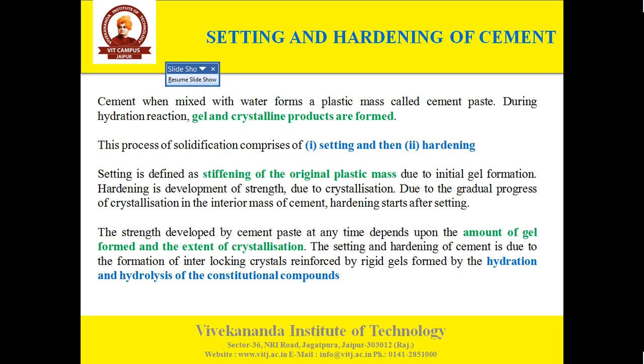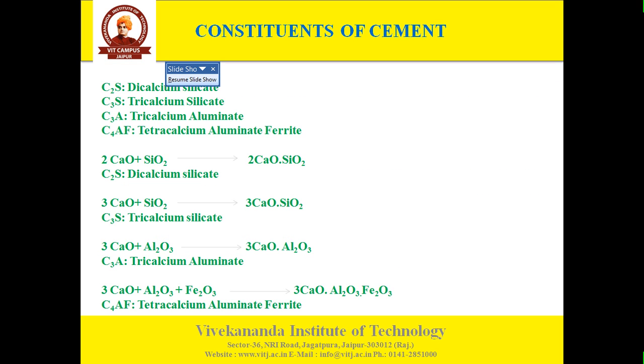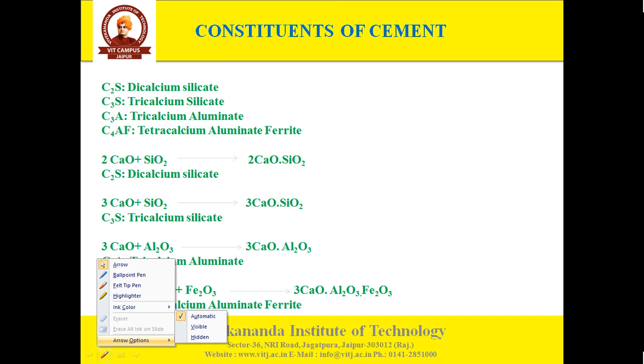In the hydration of cement, when we add water to cement, two types of reactions take place: hydrolysis and hydration. Before discussing hydration and hydrolysis, first of all, we should know about the constituents of cement. There are four main constituents of cement which form during the formation of cement: C2S, C3S, C3A, C4AF.